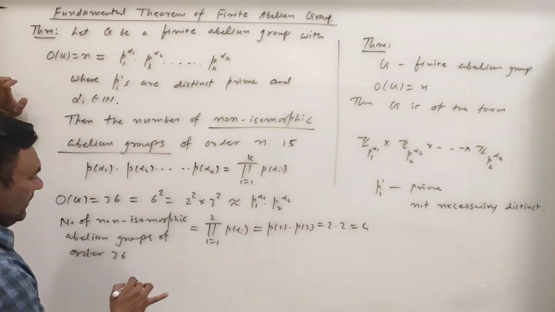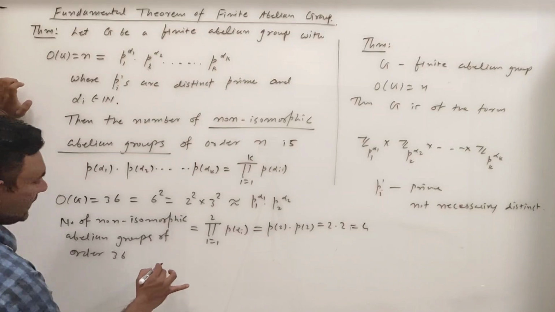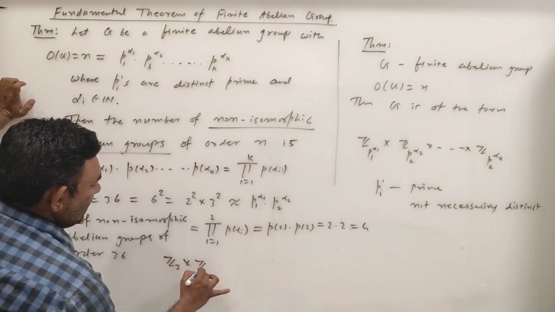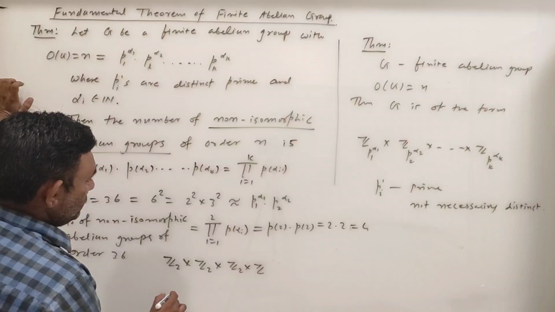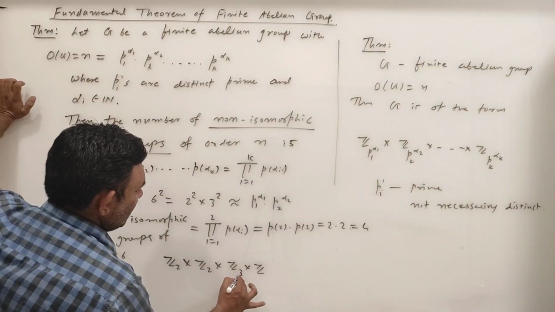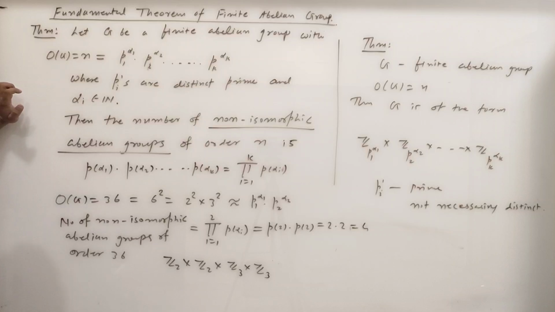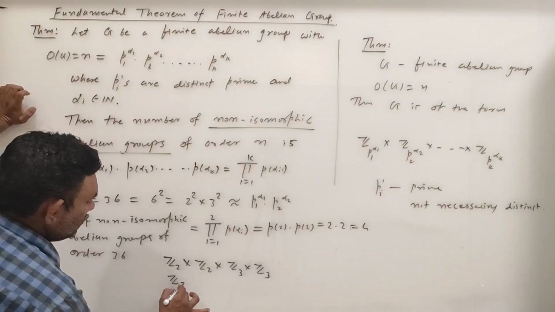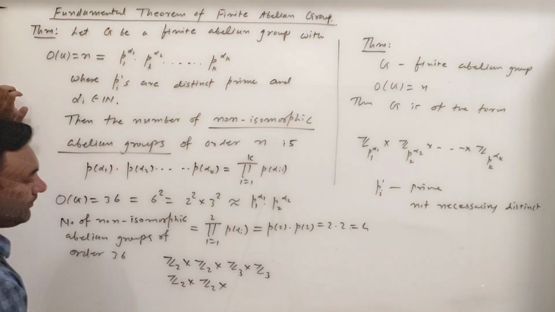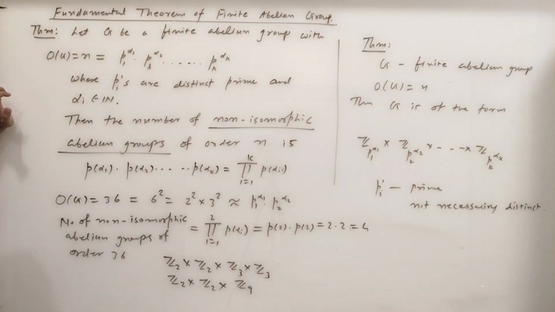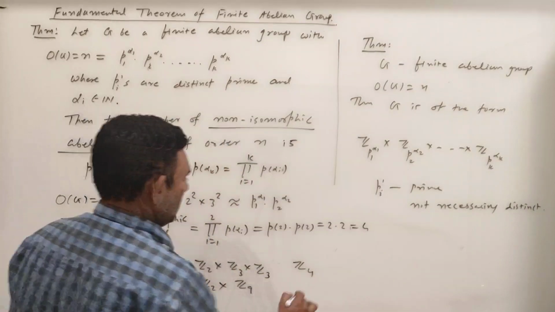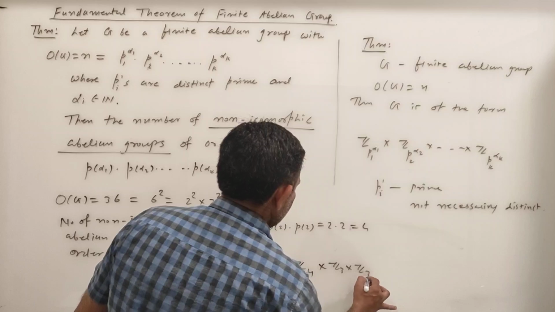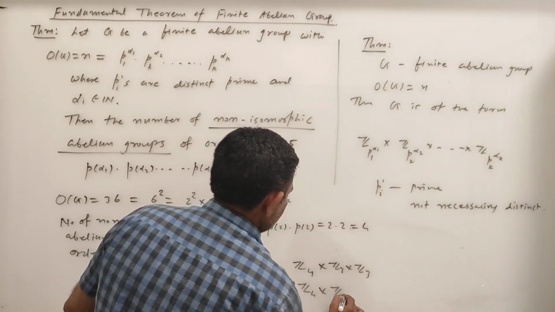So one group will be this one, Z2 cross Z2 cross Z3 cross Z3. This is one. Another one is Z2 cross Z2 cross Z9. Third one will be Z4 cross Z3 cross Z3, and fourth one is Z4 cross Z9.